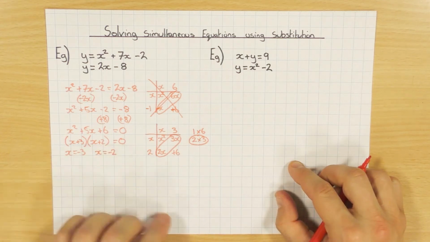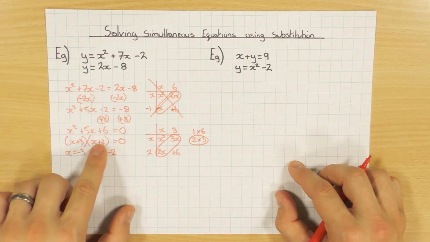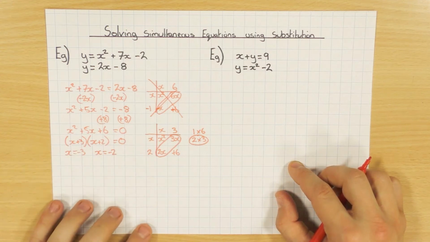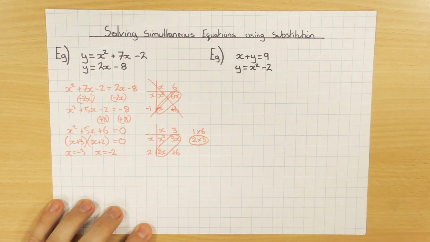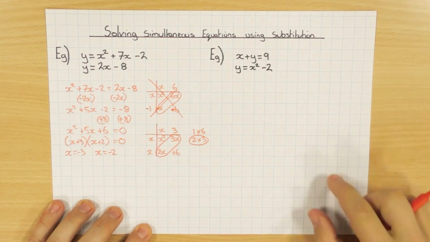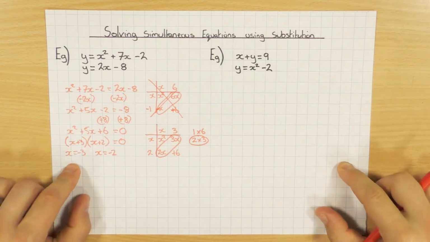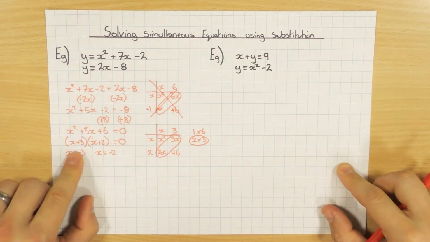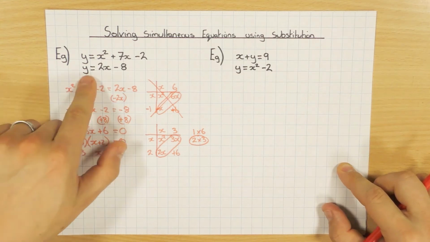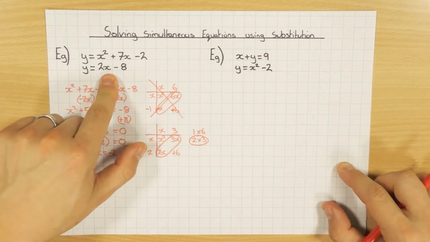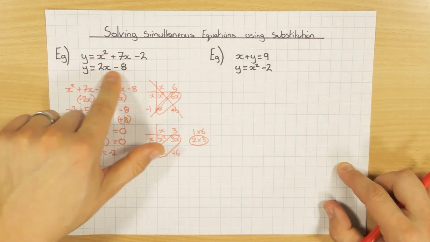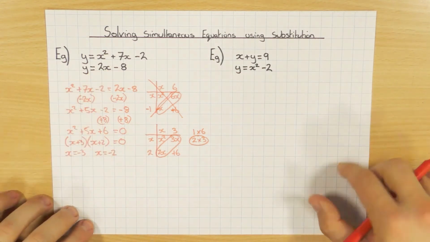Okay, so minus 2 plus 2 gives me 0, and then 0 times whatever's in here equals 0. Now remember, with simultaneous equations, once you've worked out your x coordinates, you need to work out your y coordinates. So what I'm going to do is take x equals minus 3, and substitute it back into this equation here. It can go into either one, but this one's just a little bit easier.